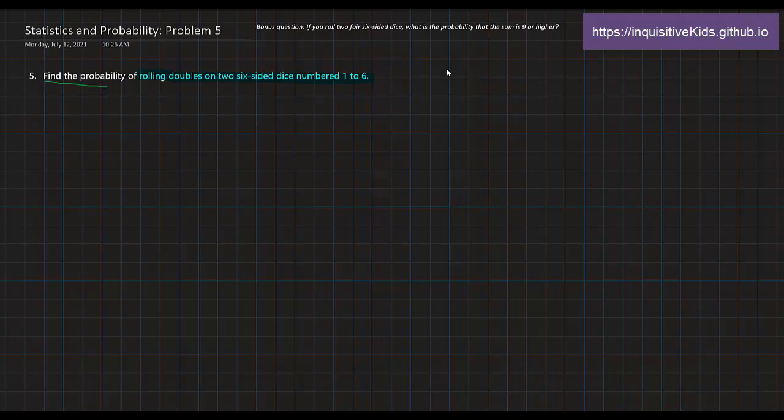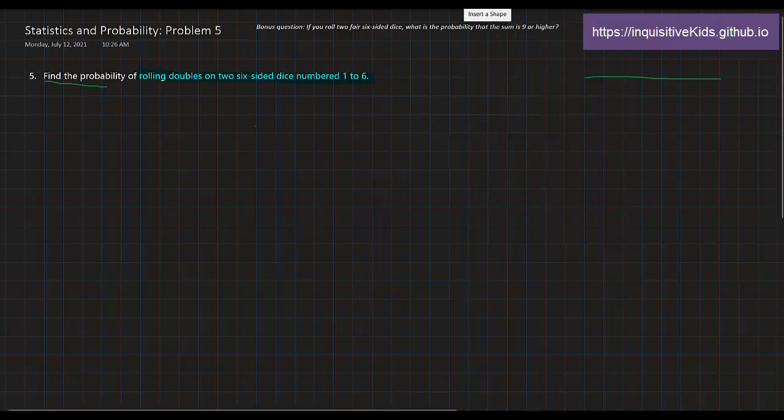Okay. Now, what's our first step right here? Well, we're trying to find the probability. So we're trying to find the number of all the possibilities there are. Right now, we're not even talking about rolling any doubles. We're just going to talk about how many types of rolls we can roll.